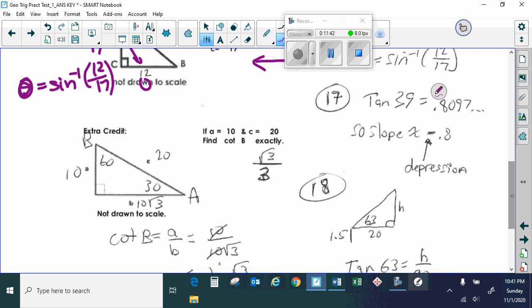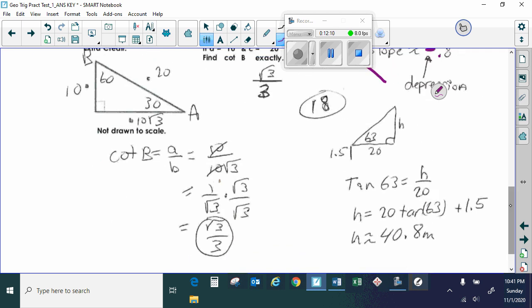Once you're doing tangent with the slope, slope is always opposite over adjacent. It's always going to be the tangent, and it's going to be of 39. You just plug it in a calculator and you get 0.088097, and there's thousandth, and then depression tells me it's going down. So I put in the negative for depression. Okay, and it must have said round to the nearest tenth, so negative 0.8.